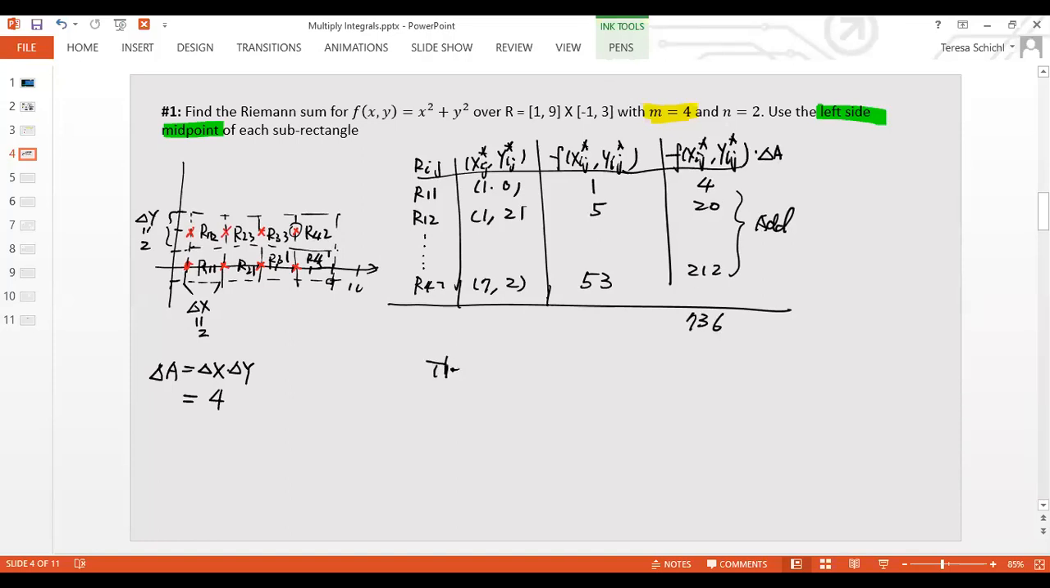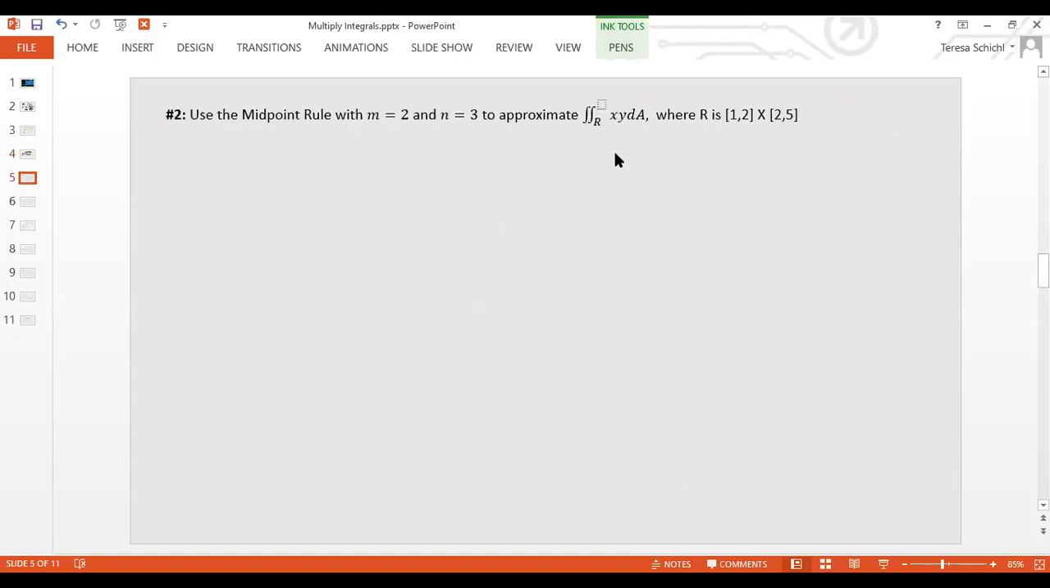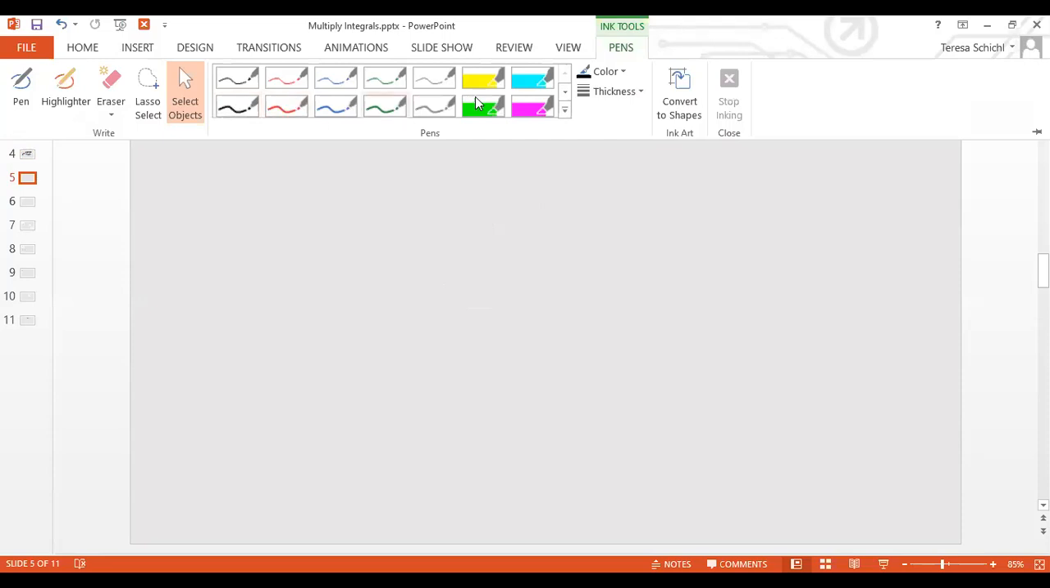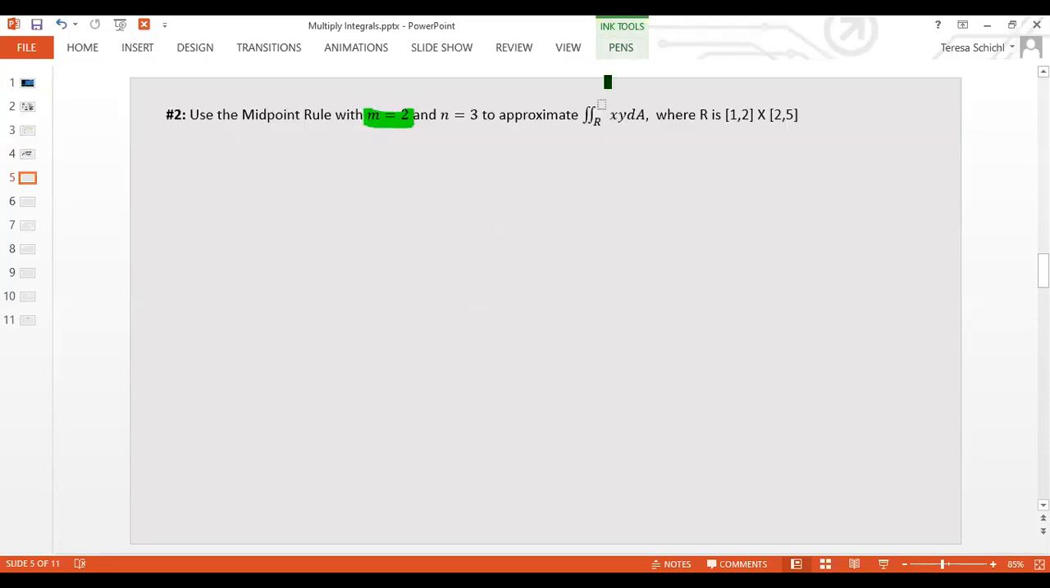So I know the Riemann sum is equal to what? 736. That means if I use this to estimate, it will be 736. Okay, so now let's take a look. Let's say they use the midpoint rule with m equal to 2. So with m equal to 2, that means the x-axis I'm going to divide by 2, and n I'm going to divide by 3 here.